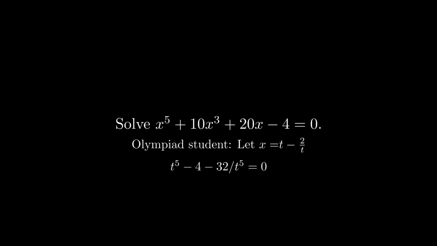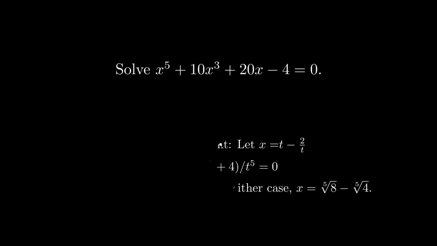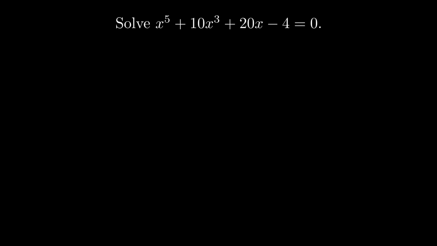We can factor this into t to the 5th minus 8 times t to the 5th plus 4 over t to the 5th. So t is either the 5th root of 8 or the 5th root of negative 4, and in either case, x gives 5th root of 8 minus 5th root of 4. So the mathematician is right in that quintics generally aren't solvable, and the Olympiad student is right in that this one is, with the solution she gave us. But neither answer is really satisfying.